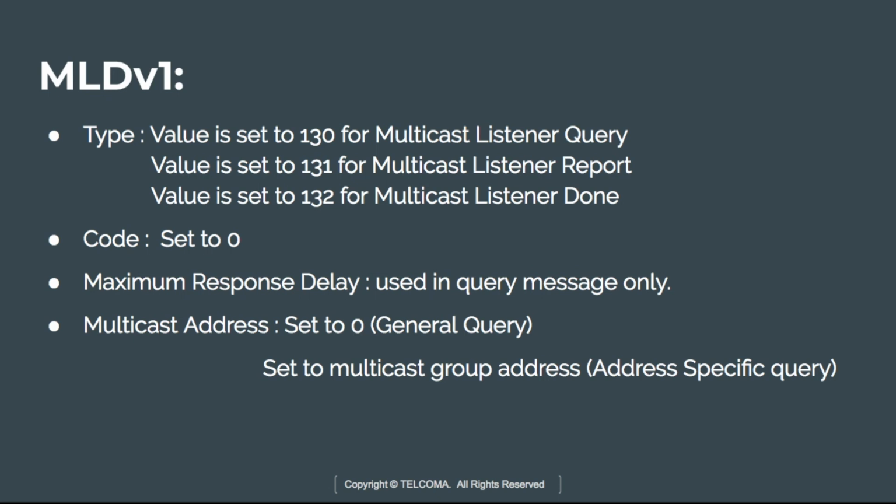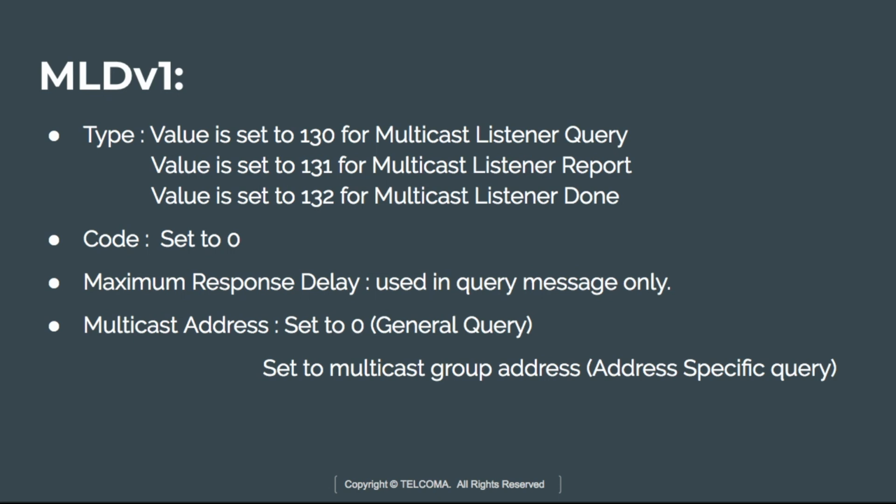And after that the next value is 131. If the value is set to 131, then this packet is used by a listener, and it is used to register itself in a multicast group. It means it wants to register itself in a multicast group.